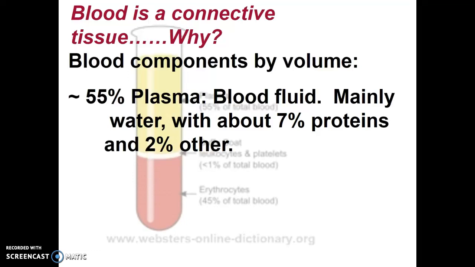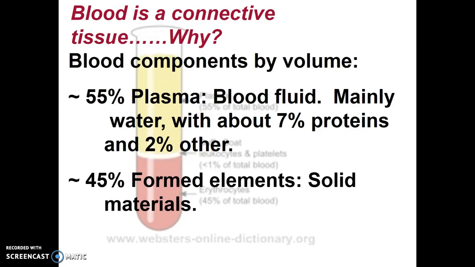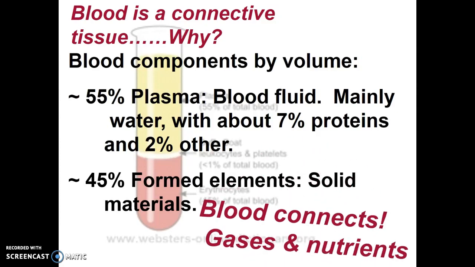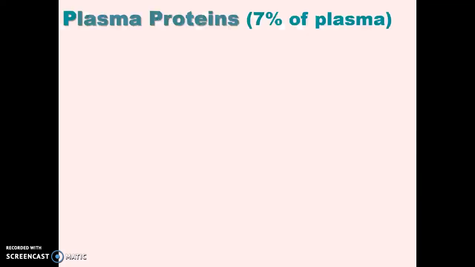55% roughly of your blood is plasma. That is the fluid portion. When you spin the blood down in a centrifuge, as in the test tube behind you, it shows plasma is the yellow fluid portion at top. It's mostly water, but it does have proteins in it, which help with stuff I'll talk about later, and about 2% other components. Then you get about 45% of what they call the formed elements. That is your solid materials, your white blood cells, red blood cells, thrombocytes, platelets. Blood connects gases and nutrients and everything else.